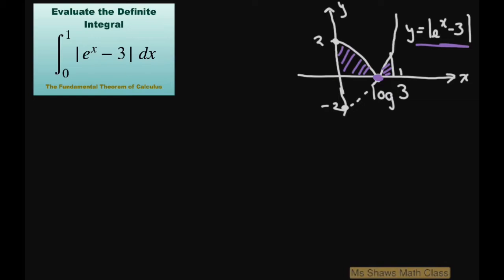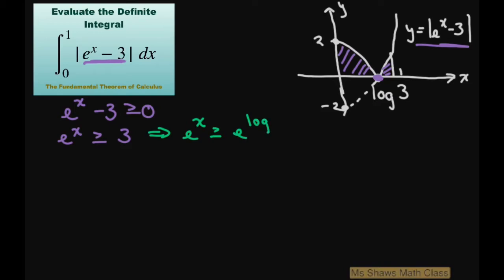To get these two different areas, when you have an absolute value, we're going to set the inside to 0. So we're going to say e to the power of x minus 3 is greater than or equal to 0. Solving for x, we get e to the power of x is greater than or equal to 3. Now, this can be written as e to the power of x is greater than or equal to e to the power of log of 3.